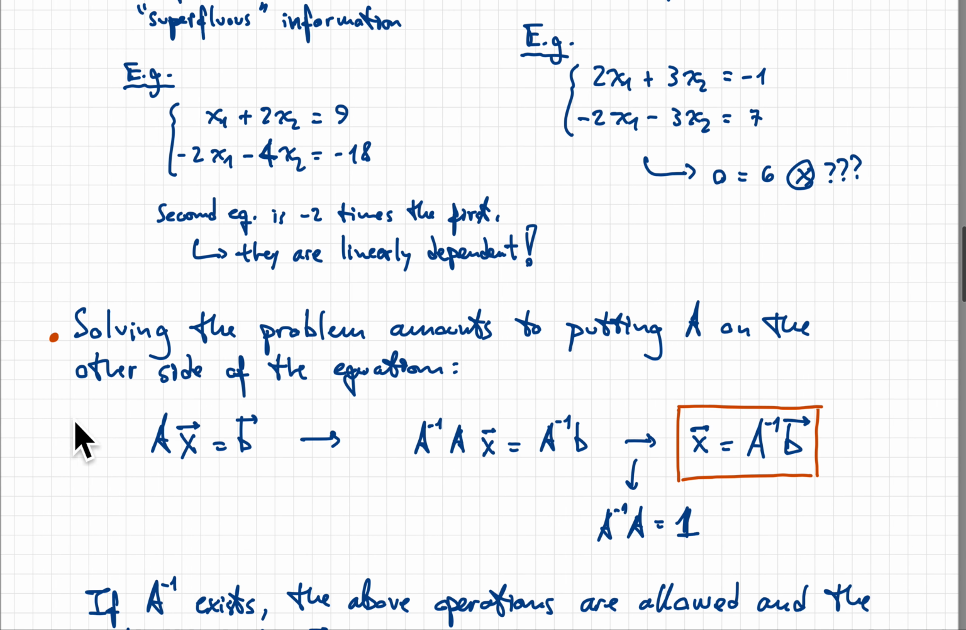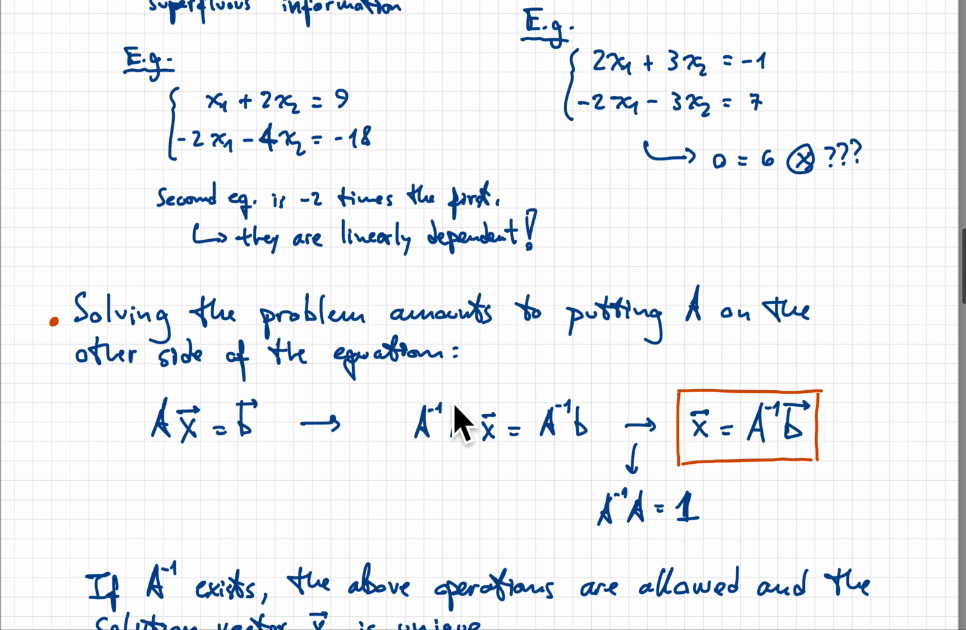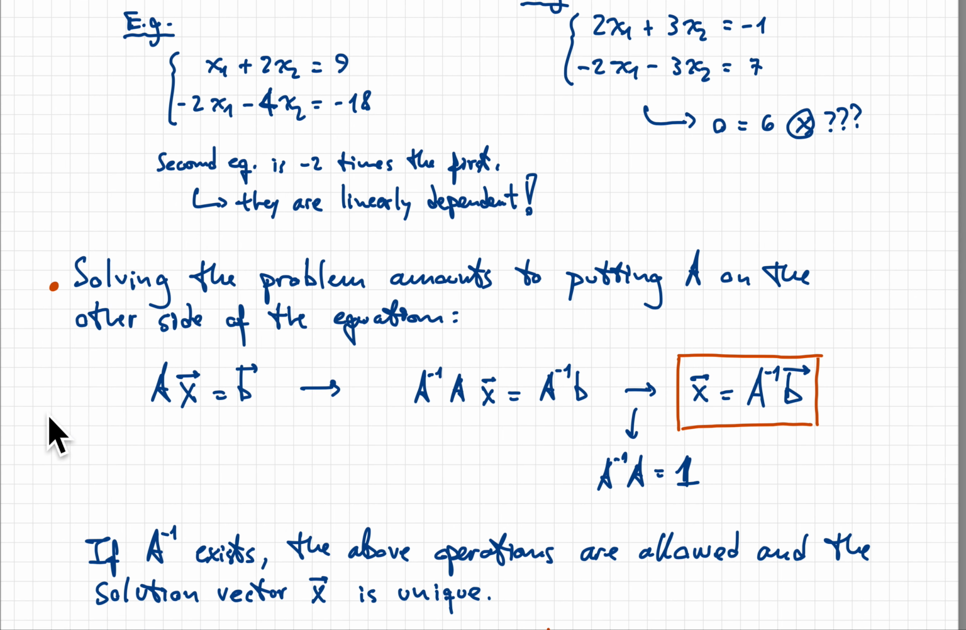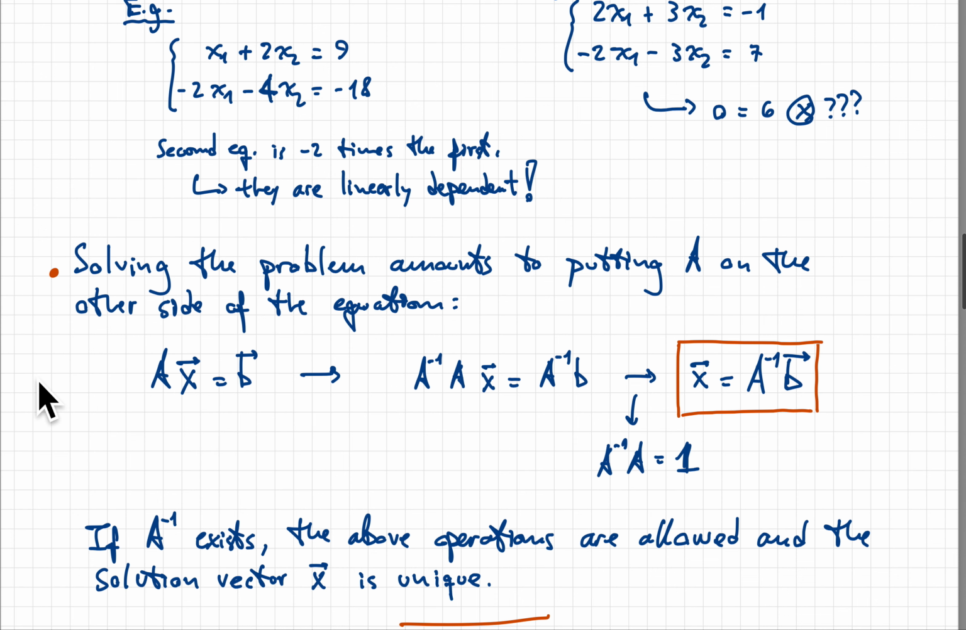Now, in all these cases, solving the problem amounts to putting this matrix A on the other side of the equation. And by that I mean the operation like this. If our problem can be written as Ax equals b, then we can multiply by A to the minus 1 on both sides of the equation. So we multiply by A inverse, if it exists, on both sides. And so you have A inverse A, which is the identity, and A inverse b on the other side. That tells us that x is simply A inverse times b. And so if somebody gives you A inverse, and A inverse exists, then all these operations are allowed, and the solution vector exists and is unique.